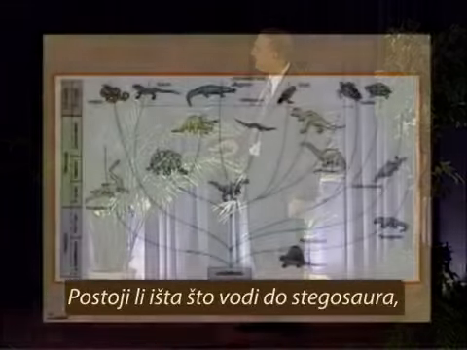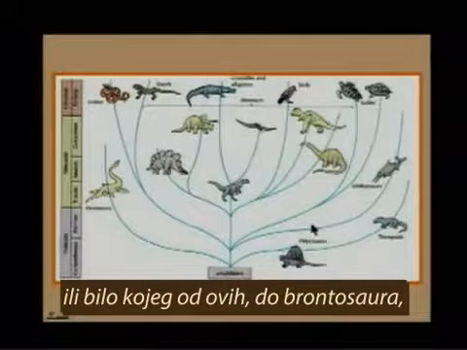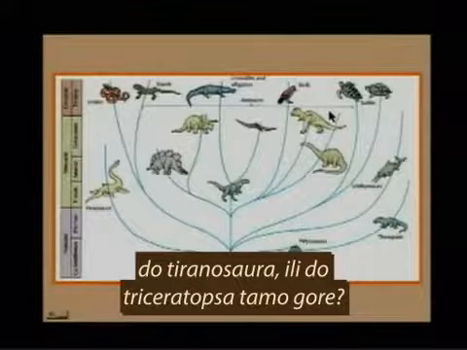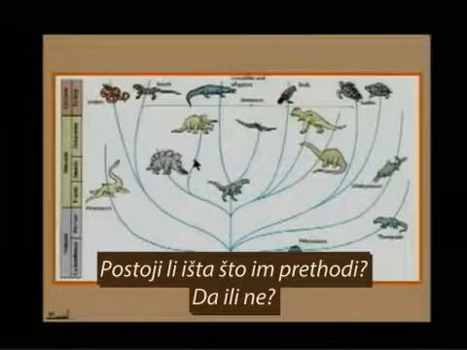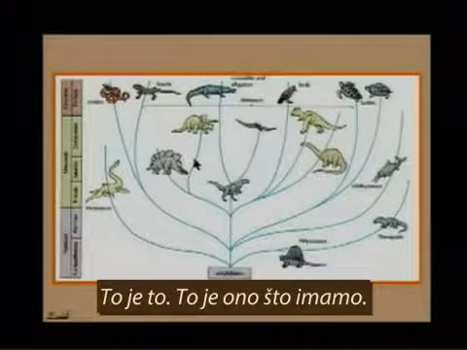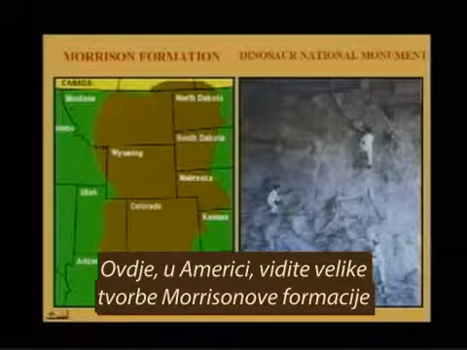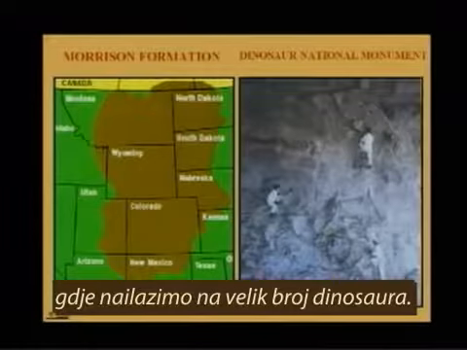Is there anything leading up to a stegosaur or any one of these, a brontosaurus or a tyrannosaurus rex or a triceratops over there? Is there anything leading up to it? Yes or no? No. When they're there, they're there. That's it. That's what you got. Everything's finished and ready. Here in your country, the great formations are the Morrison Formation, where you have many, many dinosaurs.